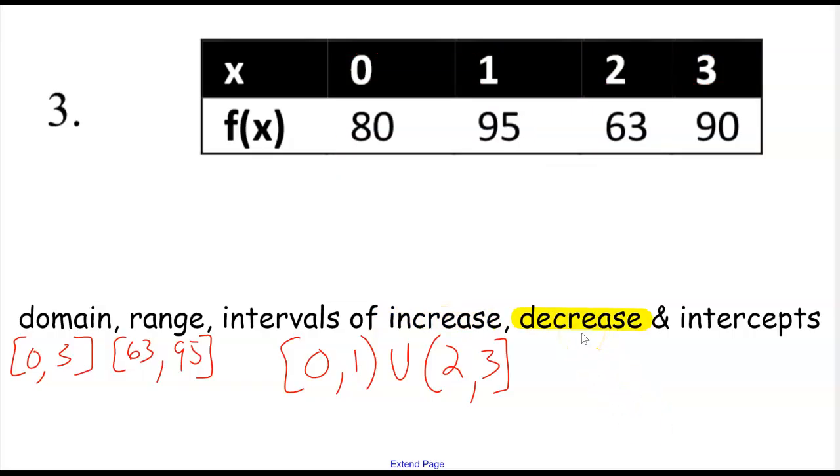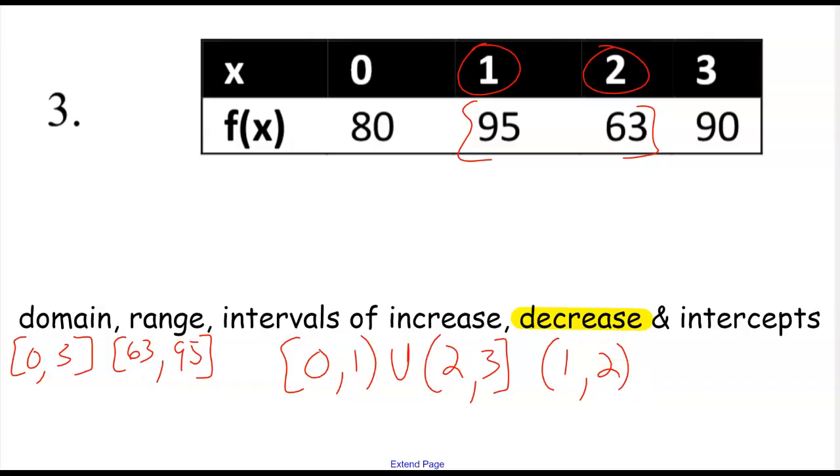Now intervals of decrease. Where does it decrease at? From 95 to 63. Okay, so it's going down. And that's going to be from 1 to 2. And we're going to put parentheses on both of those.